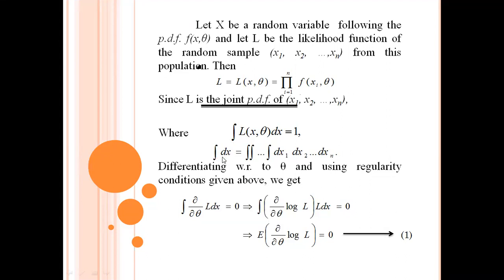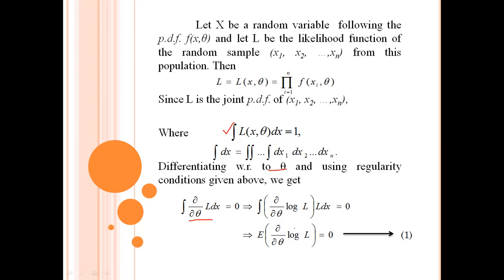So we are writing integral L dx equal to 1, where the integrals are over dx1, dx2, etc. Differentiating this with respect to theta, we have integral of ∂L/∂θ dx. This is the joint probability function, so we are doing partial differentiation. So ∂/∂θ of integral L dx equals, since this is constant, it becomes 0. Then we write ∂L/∂θ as ∂/∂θ log L into L, so integral of ∂/∂θ log L into L dx.